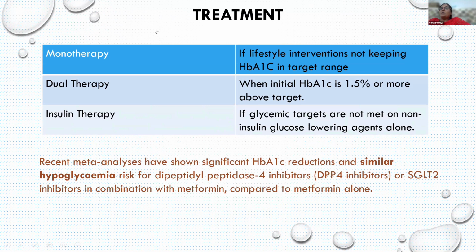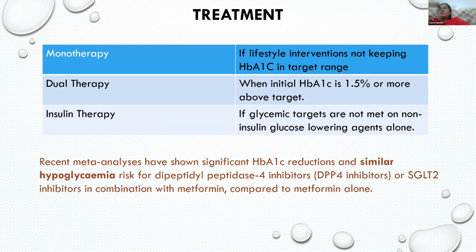For treatment, we have to think, okay, once the patient comes with a first-time diagnosis, what am I going to do? Am I going to prescribe monotherapy, dual therapy, or insulin therapy? It also depends on their blood test result. If the HbA1c is less than 7%, then you can think of lifestyle modification, and let them follow up in 3 months' time and see whether it is effective in keeping their HbA1c under control.